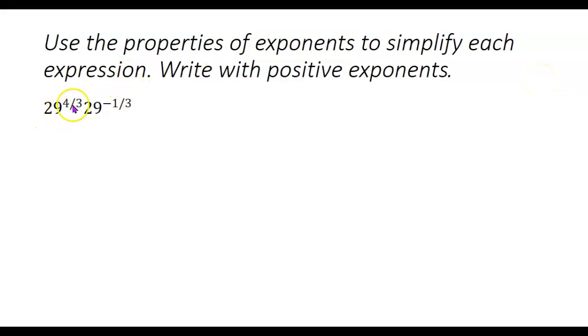First example, 29 to the 4/3 power times 29 to the negative 1/3 power. Okay, this would be 29 to the 4/3 plus negative 1/3 power, because of that rule that says we add the exponents. So when we add 4/3 plus negative 1/3, we get 3/3. So now we're at 29 to the 3/3 power. But 3/3 would just be 1. So what we really have here is 29 to the 1 power, which is just 29.